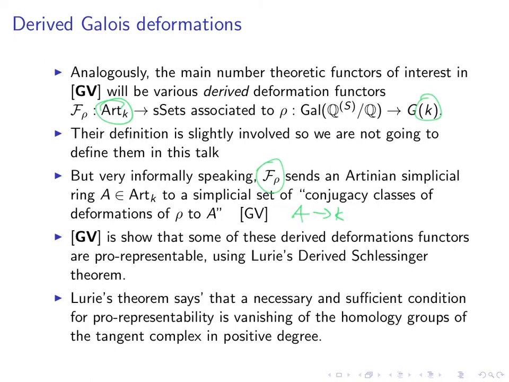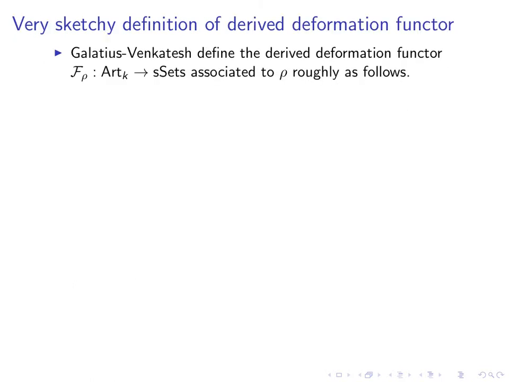Anyway, Galatius and Venkatesh showed that some of these derived deformation functors are pro-representable using Lurie's derived Schlesinger theorem, which says that a necessary and sufficient condition for pro-representability is the vanishing of homology groups of the tangent complex in positive degree. Okay, so here's a very, very sketchy definition of the derived deformation functor.